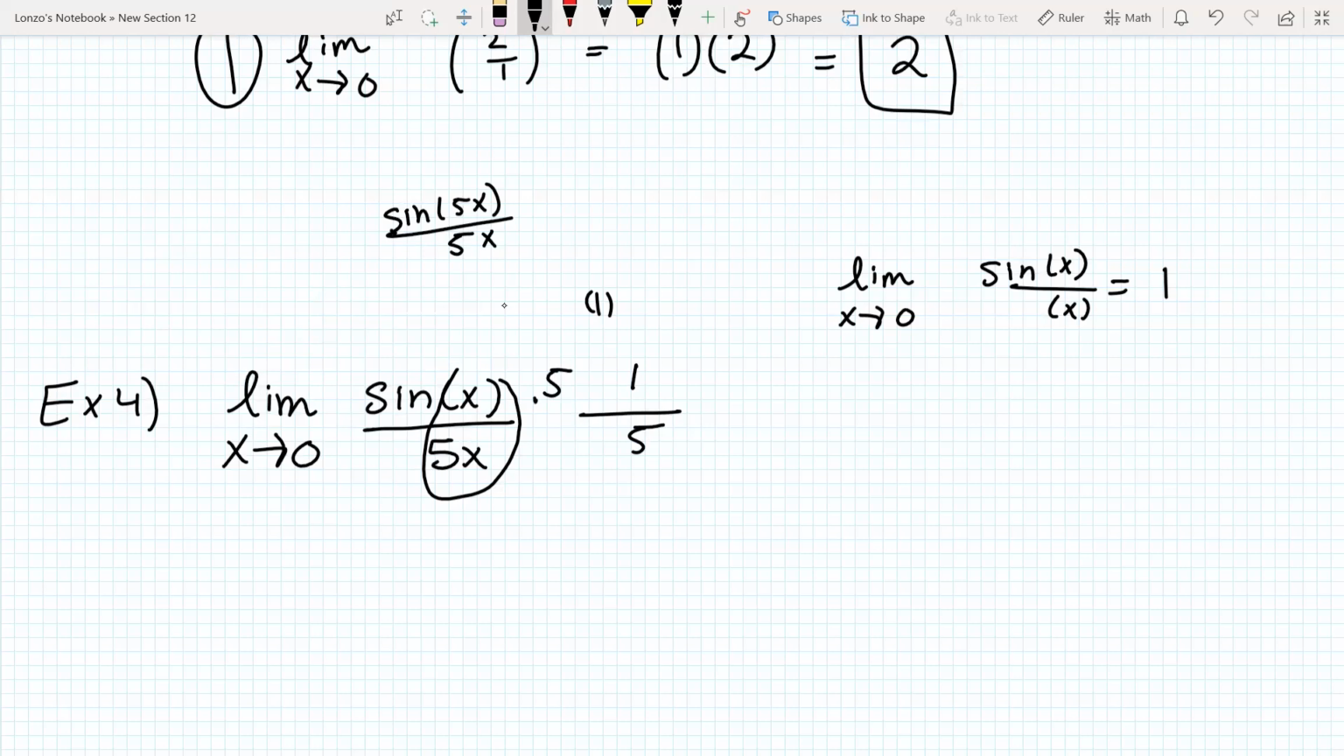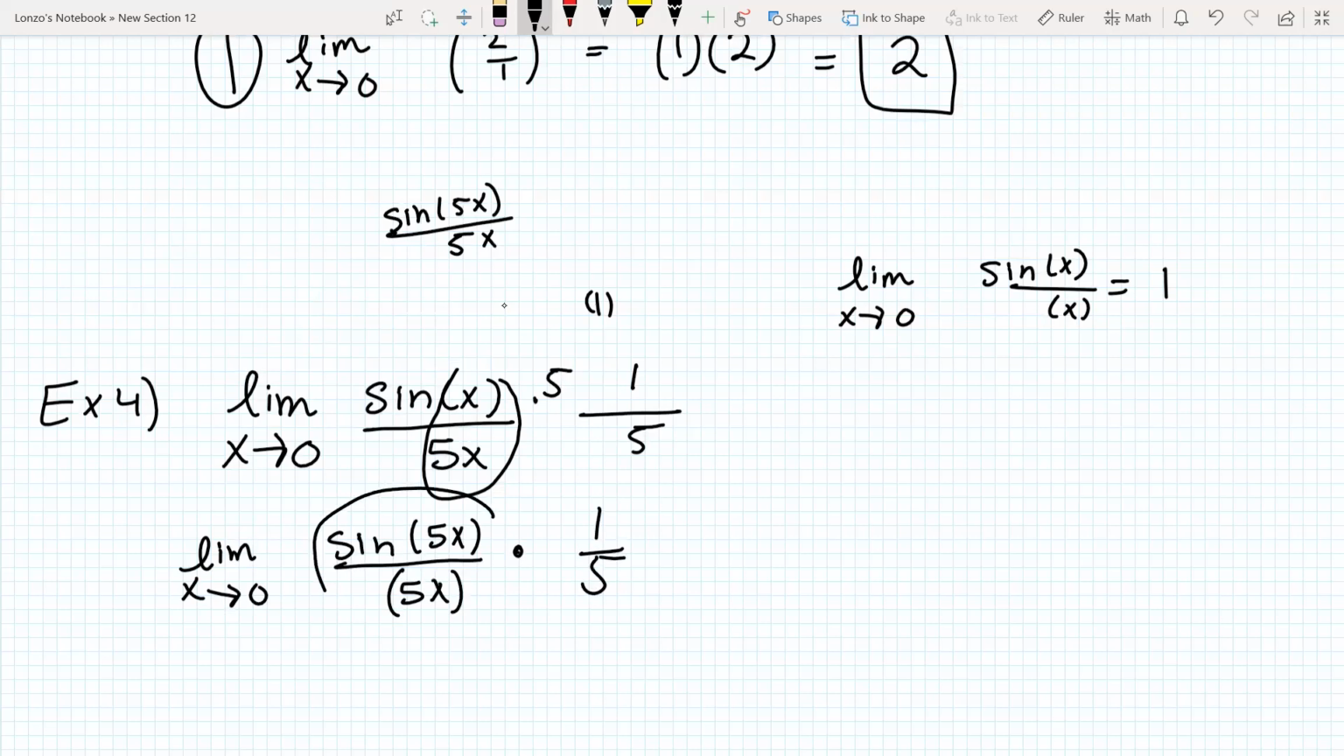So if you're going to do this, we'll write it out again. It's going to be the limit as x approaches 0 of sine, and now this is no longer just sine of x, it's sine of 5x over 5x, times 1 over 5. Okay, so this right here becomes 1.